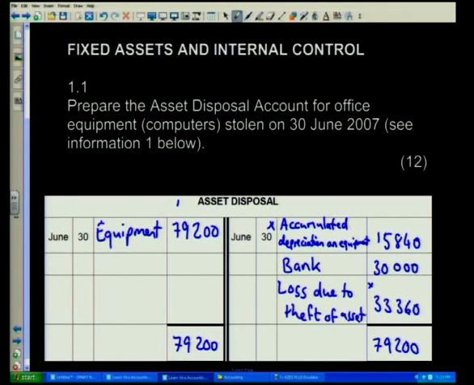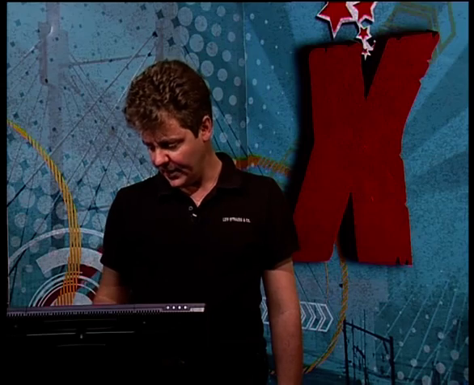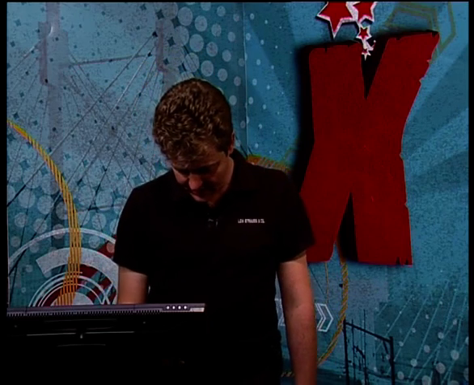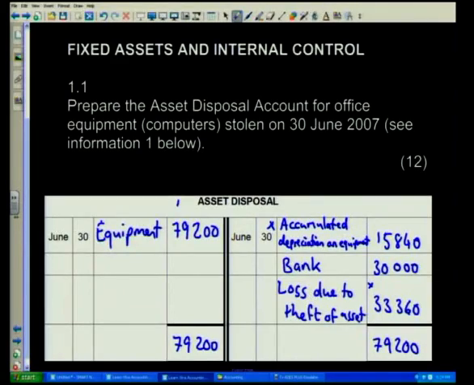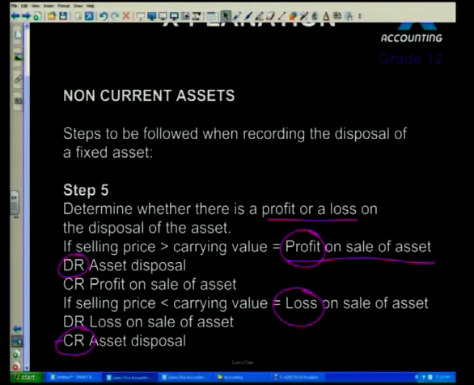It's very, very important for you to know the 5 steps necessary to prepare the asset disposal account, because remember I said previously that one of those steps will always be left out and you'll have to calculate the missing number in the ledger account. In this example, we had to calculate the missing number of 33,360, which was our loss due to the theft of the asset. If you can do that, that's 12 marks already in the bag. Okay, let's look at the next question in this example.